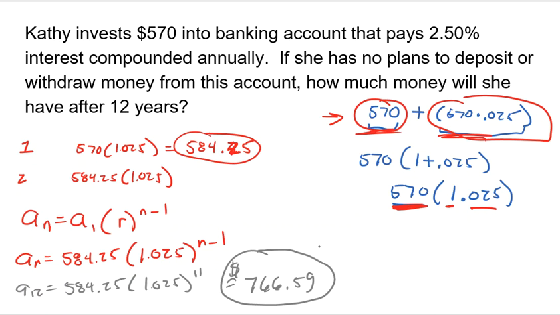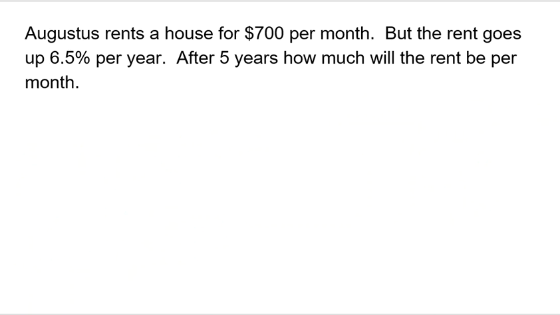So if you're willing to part with your money and let it sit somewhere for a while, you could make a little bit of money back. All right, let's try the next problem here. Augustus rents a house for $700 per month, but the rent goes up 6.5% each year. After 5 years, how much will the rent be per month?